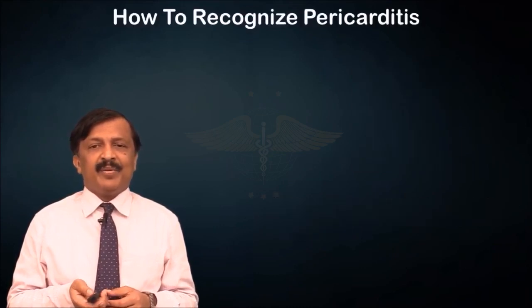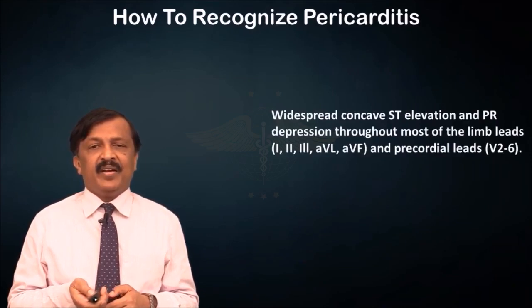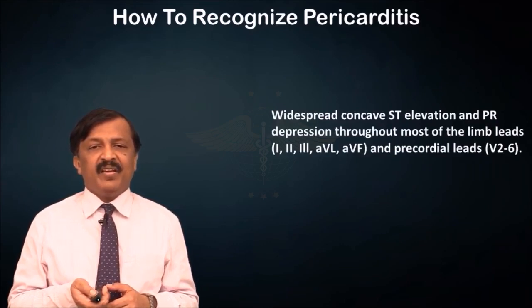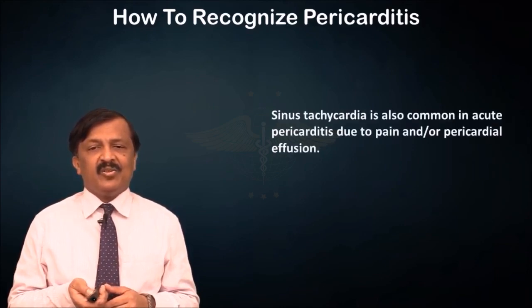Now, how to recognize pericarditis: widespread concave ST elevation and PR segment depression throughout most of the limb leads, in 1, 2, 3, AVL, AVF, and in the precordial leads. Reciprocal ST depression and PR elevation is seen in AVR, plus or minus V1. Sinus tachycardia is also common in acute pericarditis due to pain and pericardial effusion.